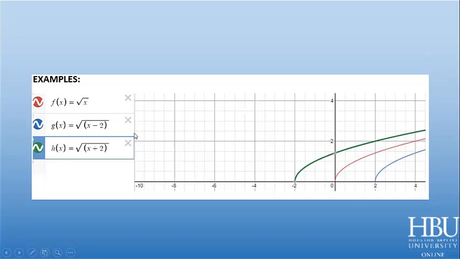If instead I replace x with x plus 2 under the square root sign, that is going to take my original function f of x equal to the square root of x and shift it 2 units to the left. So the point (0, 0) on the graph of f is going to correspond to the point (-2, 0) on the graph of h, where h of x is the square root of x plus 2. So we see again that replacing x with x plus 2 actually shifts my original function 2 units to the left.